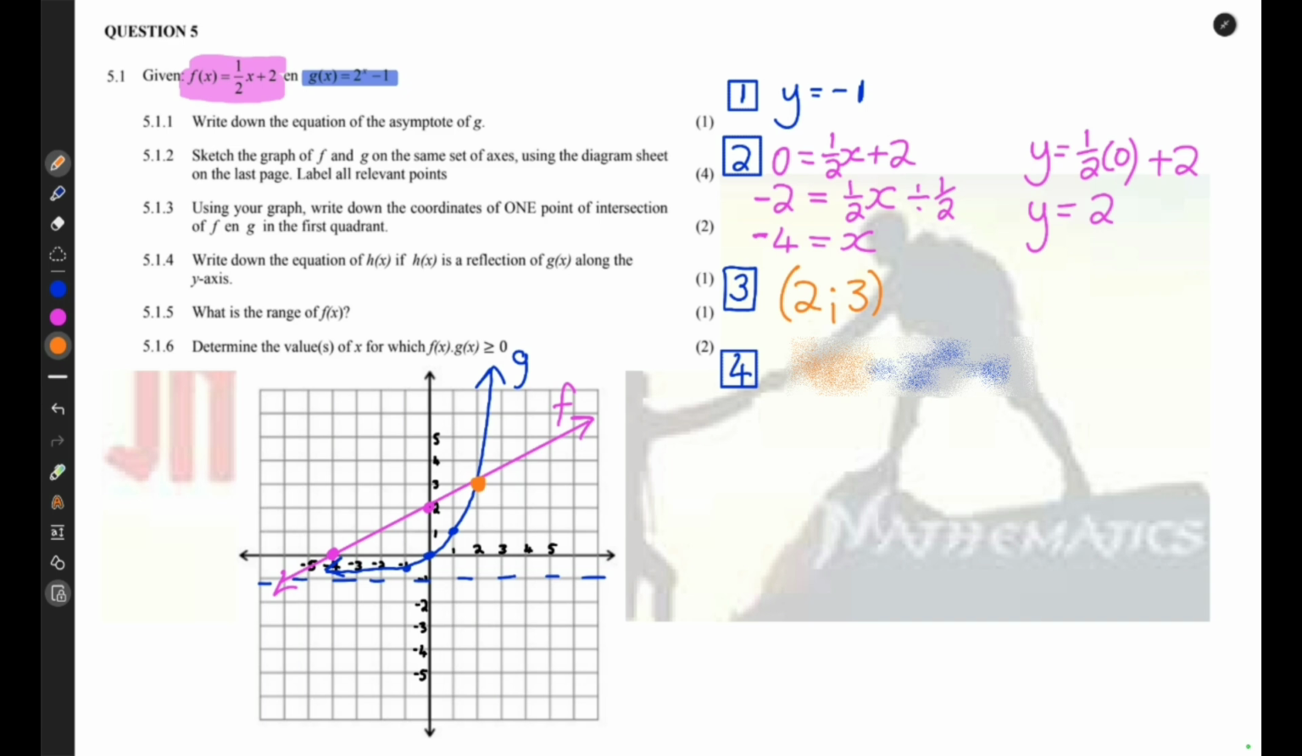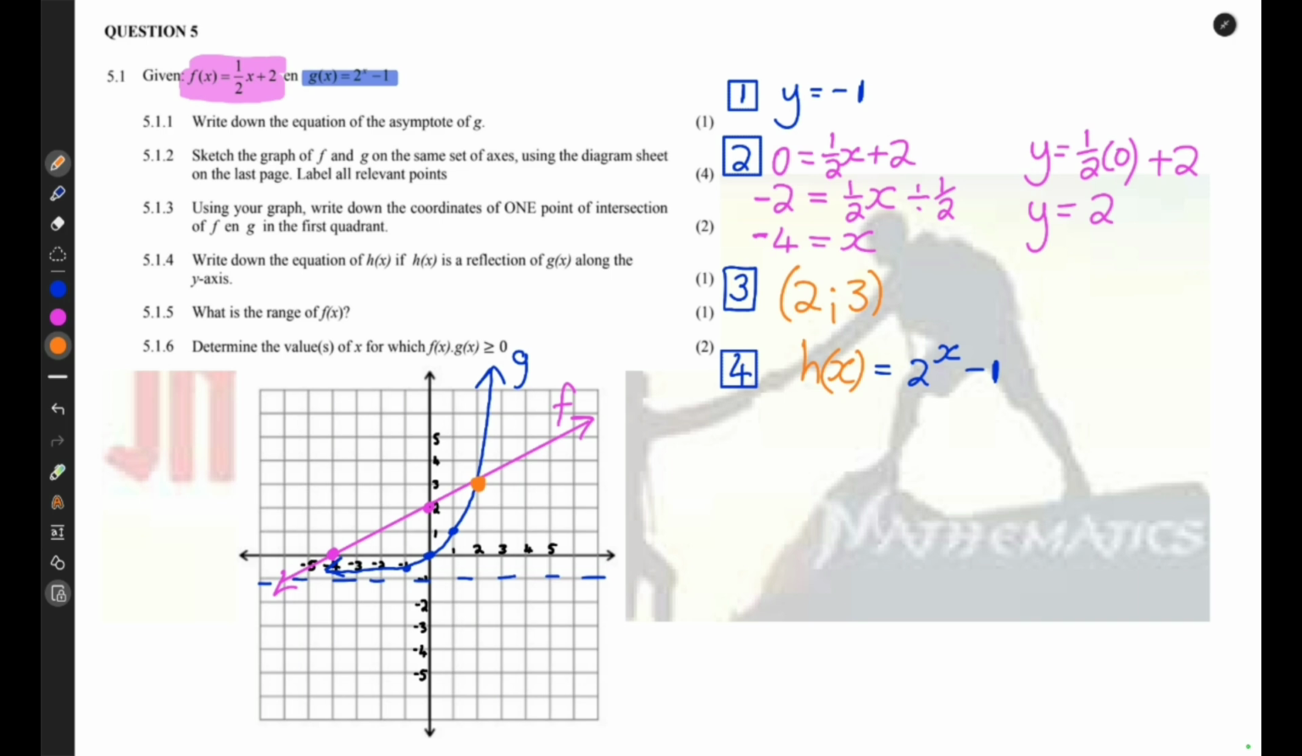Question 4, write down the equation of Hx. Okay, so I can see F and G. H is not even there, it's a new graph they're introducing, which is the reflection of Gx, the blue one, along the y-axis. So when I get a question like this, I'm going to write hx, then I'm going to write the original blue one, and I know I need to change something.